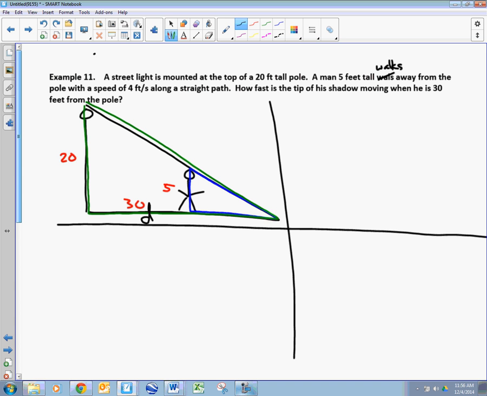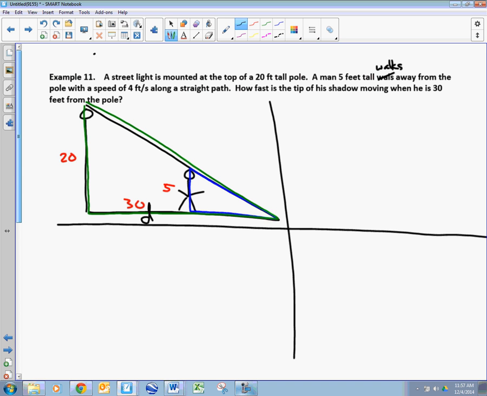Does the length of his shadow change? Yes. As he walks further away, the shadow will get longer. Think about it. If he was standing right up next to the light pole, would he have a shadow? Hardly at all. The further he walks away, the longer this is going to get. We could even set up a proportion to figure it out, couldn't we? 20 over 5 equals 30 plus that over that. We can see they would get larger.